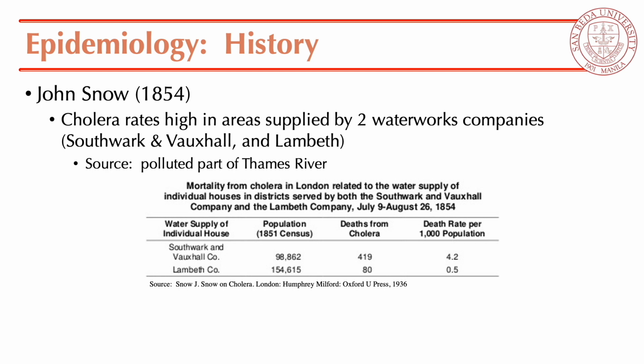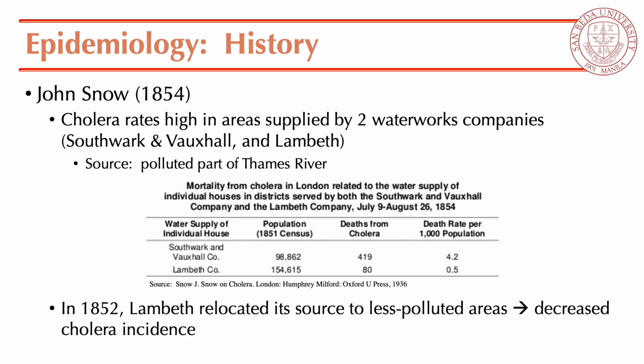Now, clearly, areas whose water was supplied by the Southwark and Vauxhall Company had a conspicuously higher rate of cholera-related deaths. On further digging, it was found that 2 years prior to the outbreak, the Lambeth Company relocated its water source to less polluted areas of the River Thames, which would explain the lower death rate in the areas this water company supplies.